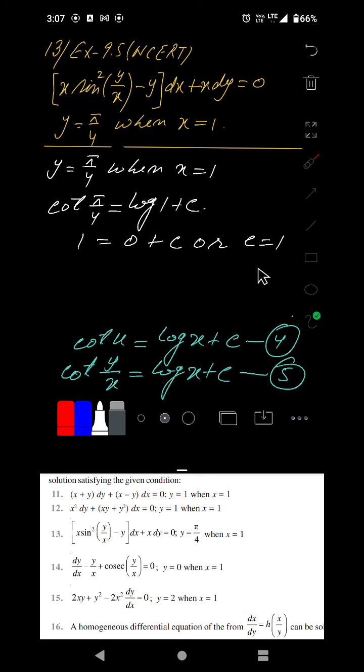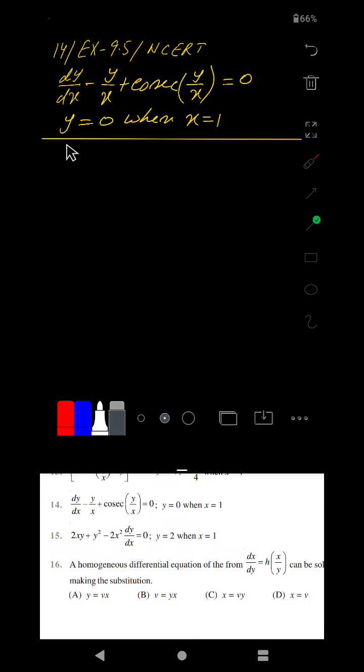Now putting back c is equal to 1 in equation number 5, we get the required solution of the given differential equation. So we have got cot y over x is equal to log x plus 1, and this is our required solution. Number 14, dy upon dx minus y upon x plus cosec y upon x is equal to 0, and the boundary value condition is given as y is equal to 0 when x is equal to 1.